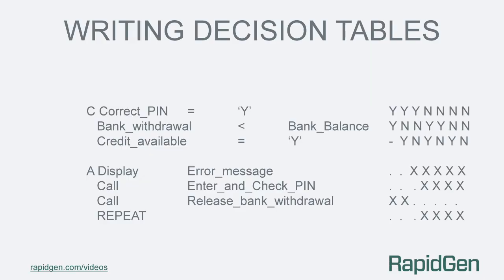The next 4 rules of the table are when the PIN is incorrect, the N entry, in combination with YN of the other conditions. The associated actions are to display an appropriate error message, X, call the decision table routine enter and check PIN, X, and repeat the table, X. How do we know this table is complete? That leads us to our next instruction in writing decision tables.